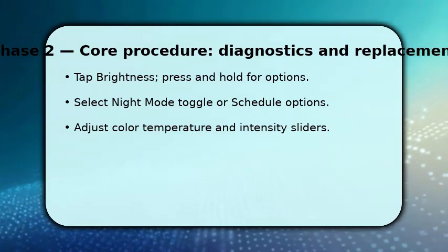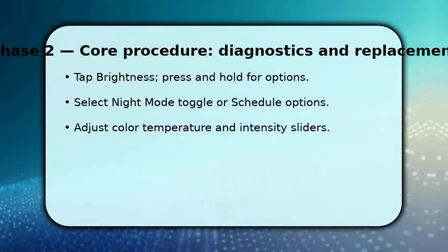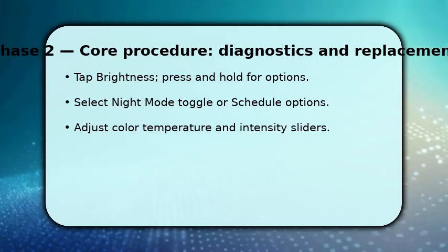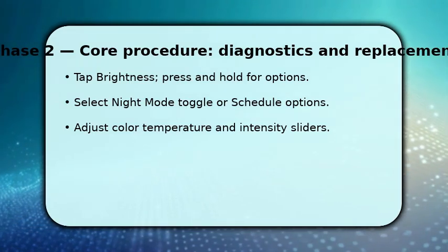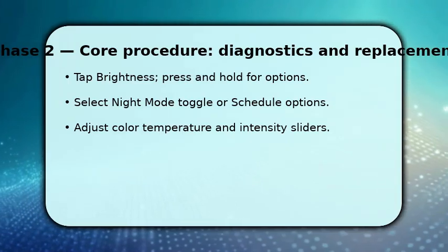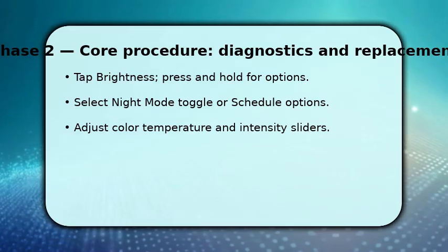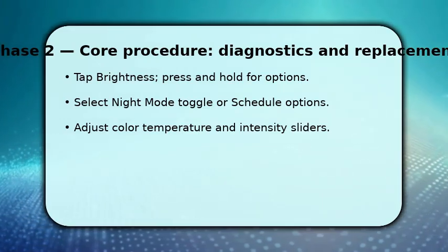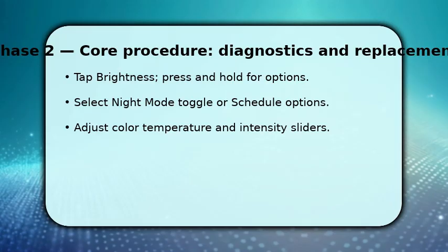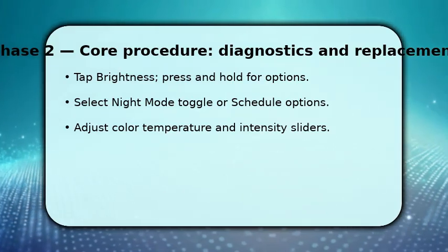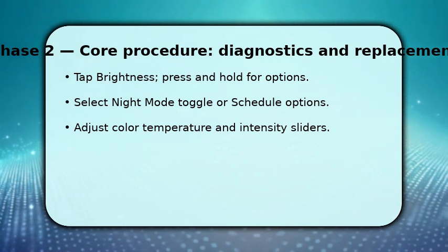Then choose night mode to toggle it on, or select schedule to automate it between custom times like 21:00 and 07:00. Make sure to adjust the color temperature and intensity sliders to reduce blue light and lower screen glow for comfortable night viewing. Once set, night mode will persist. You'll know why, because it changes both luminance and color balance for better sleep and reduced eye strain.